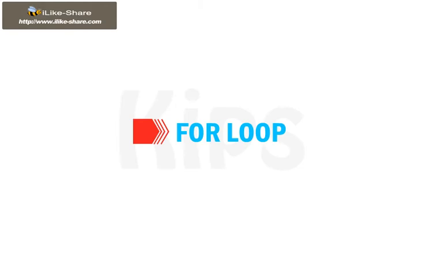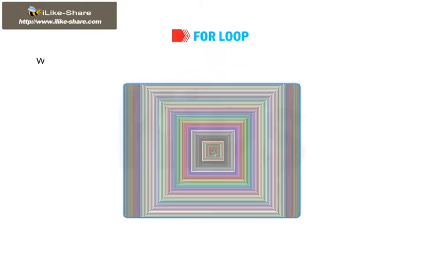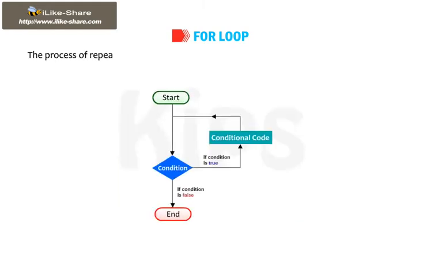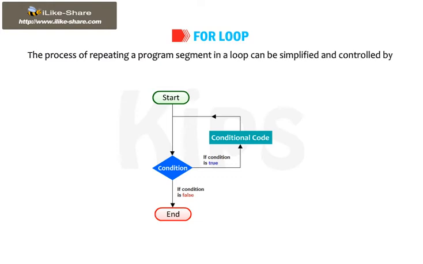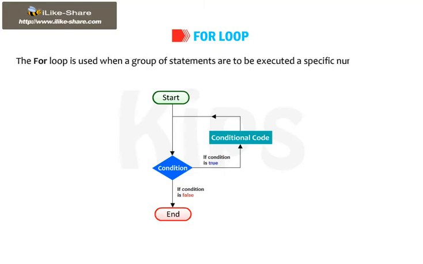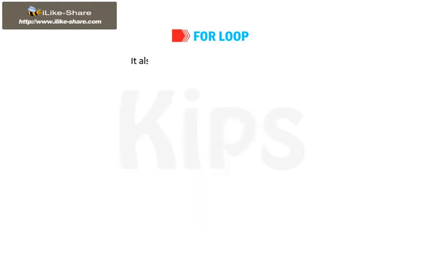Small Basic provides two types of loops, which are for loop and while loop. Okay students, let's first talk about for loop. When we use multiple counters in large programs, it makes the process quite tedious. The process of repeating a program segment in a loop can be simplified and controlled by using the looping statement. The for loop is used when a group of statements are to be executed a specific number of times. It also reduces the length of a program.